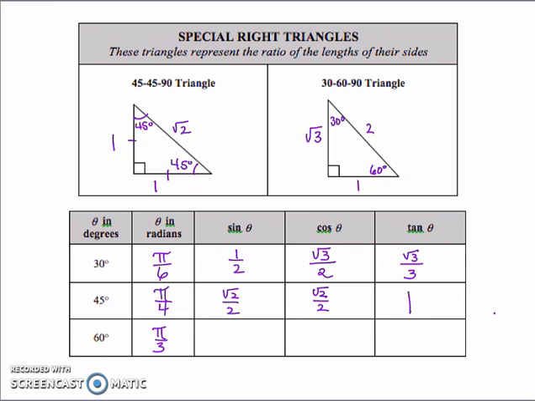And then finally, 60 degrees, or pi over 3, we know that the sine of theta is square root of 3 over 2. We know that the cosine of theta is 1/2. And again, tangent is sine over cosine. So when we do square root of 3 over 2 divided by 1/2, we end up with square root of 3.